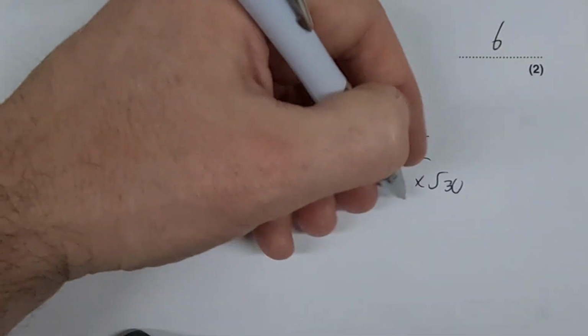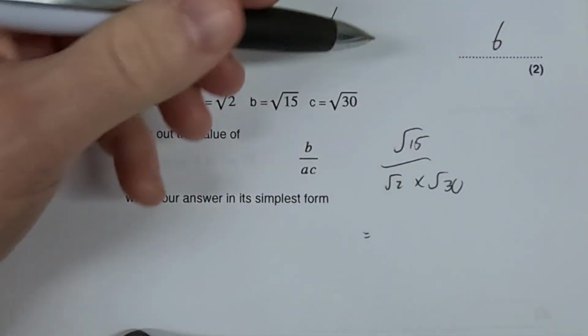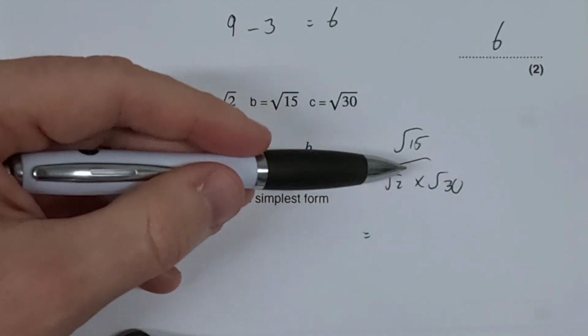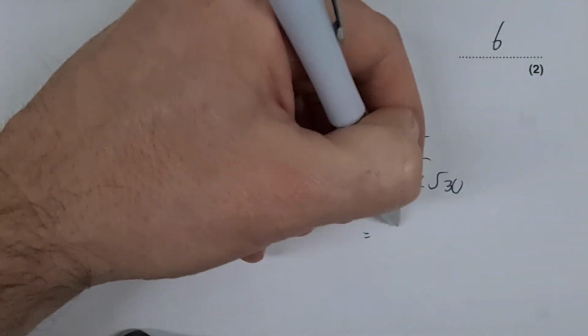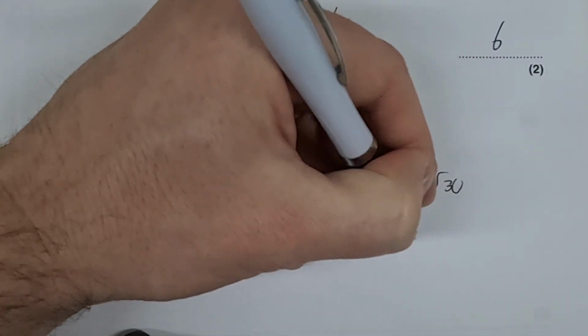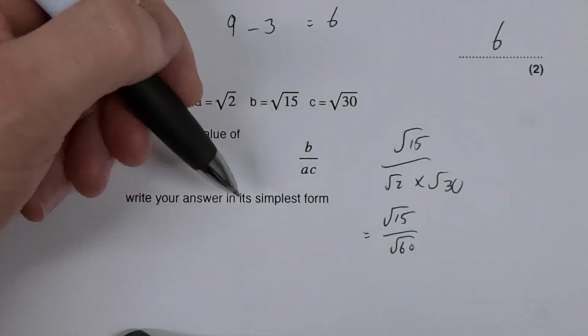Now we need to simplify this, so let's start off with the denominator. Root 2 times root 30. Well, times the two numbers together would be root 60. So root 15 over root 60. Okay, now we've been asked to give our answer in its simplest form.